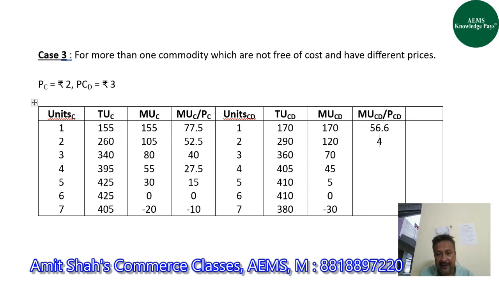56.6. 120 divided by 3, 40. 70 divided by 3 is how much? 23.33. 45 divided by 3 is 15. 5 divided by 3 is 1.6. 0 divided by 3 is 0. Minus 30 divided by 3 is minus 10.